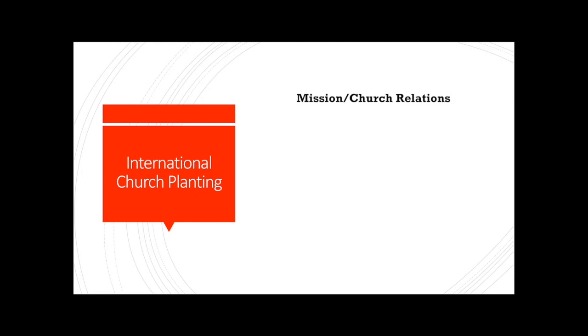Harold Fuller, in his book Mission Church Dynamics, talks about four stages in the relationship between the mission and the sending church, or the country of origin church. The first stage is the pioneer stage. This would be the work that takes place before a national church exists.